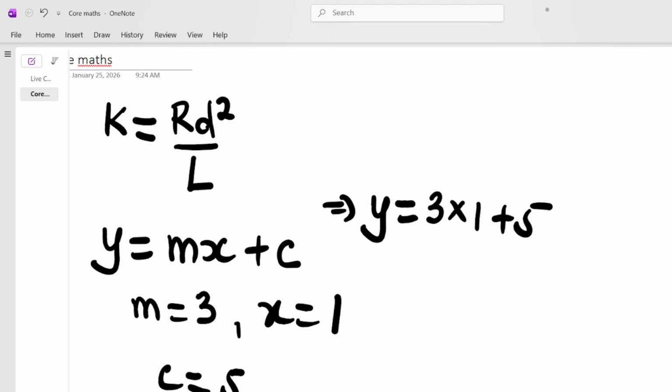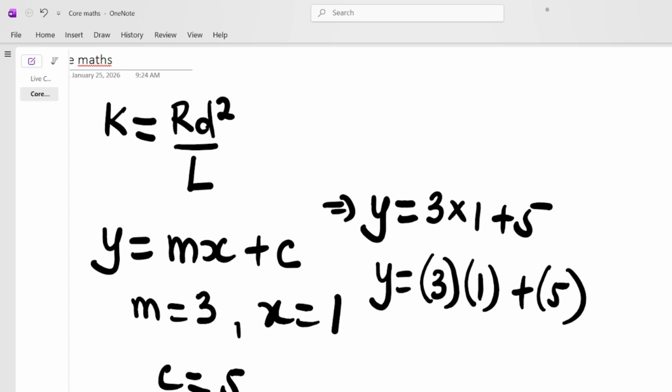This is generally good, but what I recommend for beginners, or people who are struggling with math, is that when doing the substitution, the substituted values are put inside brackets, so that you can manage it better and it's safer. So y is equal to (3) multiplying (1), you see how it's on the side, plus c, which is (5). So it is now easy to manage. Y is equal to 3 bracket 1, like 3 multiplying 1, which will give you 3, plus (5), which is 5.